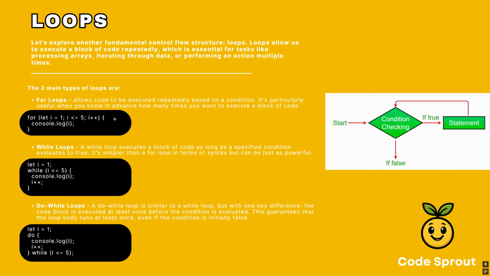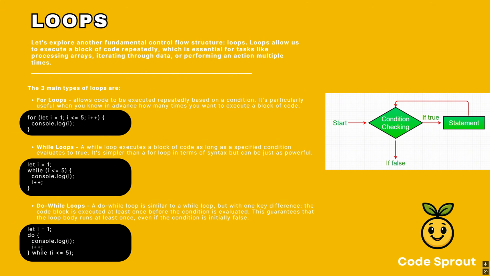While loops execute a block of code as long as a specified condition evaluates to true. It's much simpler than a for loop in terms of syntax, but can be just as powerful. As you can see here, we are declaring the variable outside of the loop and giving it an initial value, and then within the loop, we are including an iteration command, or any kind of command usually, that will allow us to reach our condition. If our condition is never met, then our loops are simply going to loop forever, which will cause errors when we run our programs.